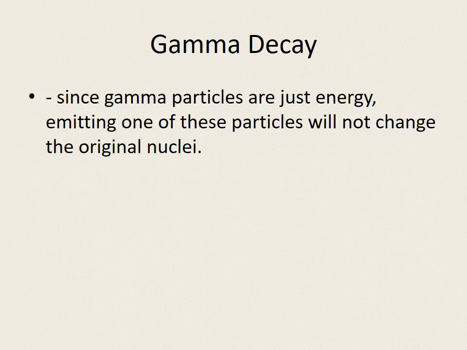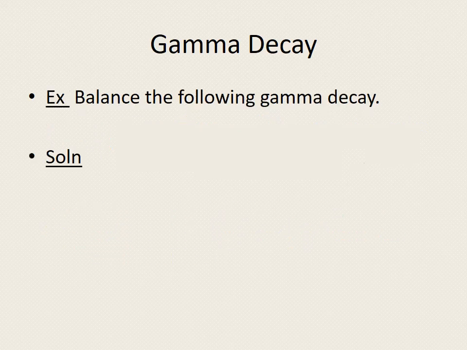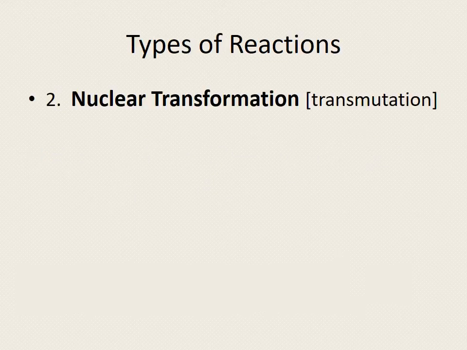On to gamma decay. Now remember, gamma is this particle that's all energy. So if an atom just gives off a gamma particle, nothing's going to change. So there's another subatomic particle that's going to be included, whether it's a beta particle or an alpha particle. Okay, so let's complete this gamma decay question here. We've got iodine undergoing gamma decay. There's a gamma particle, and in this question, it's also going to be giving off an electron. So we have 53 on the left, -1 on the right. What number plus -1 will be 53? That should be the 54th element, xenon, and it looks like it should be 131.